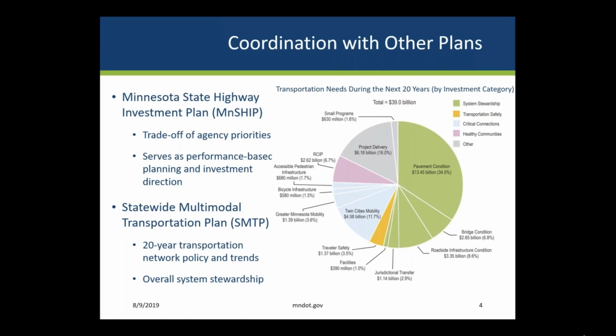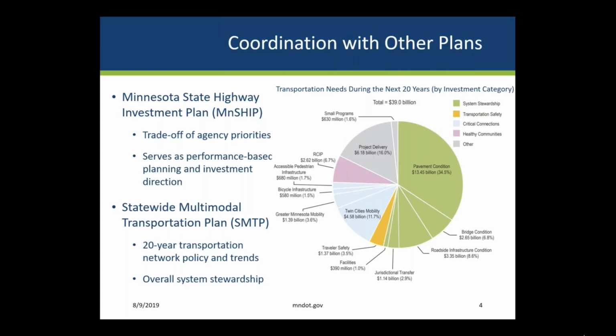Now we have a separate investment plan at MnDOT called the Minnesota State Highway Investment Plan, or MnSHIP. So that really shows our investment trade-offs, and it's a very public-facing document that is publicly vetted, where folks can see we have financial constraints, so how are we making trade-off decisions?